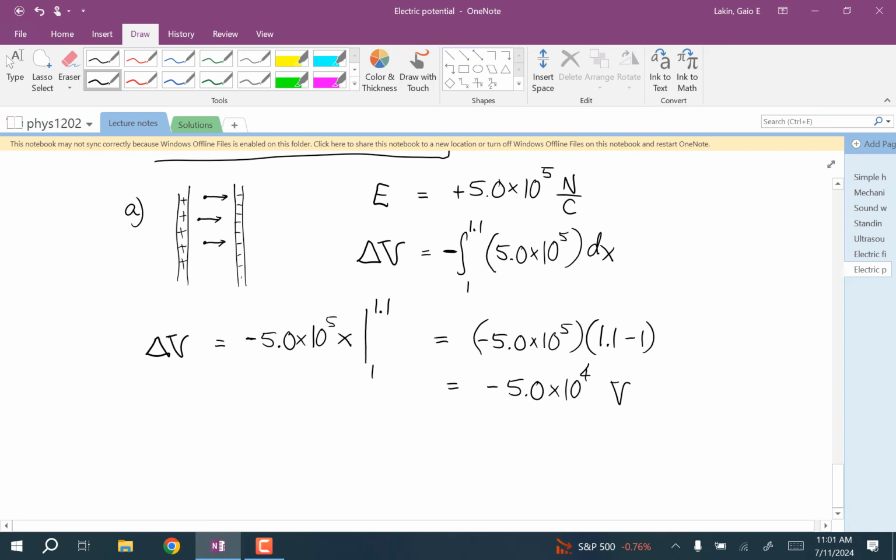So what we've actually done is calculated the voltage between these 2 points. And if we switched the order of those 2 points, if we were going from the second one to the first one instead, it would switch the sign of this calculation.